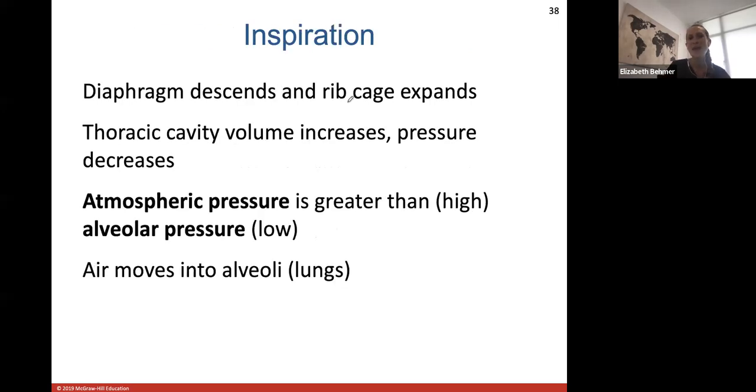What this means is that when you inhale, your diaphragm descends so that your rib cage expands, the thoracic cavity volume increases and pressure decreases. Atmospheric pressure, which is always the air outside your lungs, will then be greater than the pressure inside your alveoli. So air will naturally move into your alveoli or into your lungs as you inspire. It's kind of a sucking mechanism. As you breathe in and your thoracic cavity increases in size, air will naturally be sucked into your lungs.